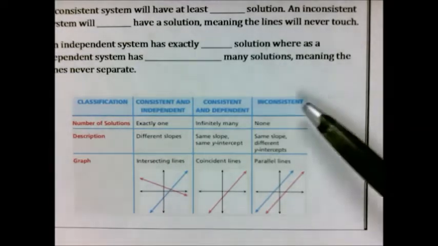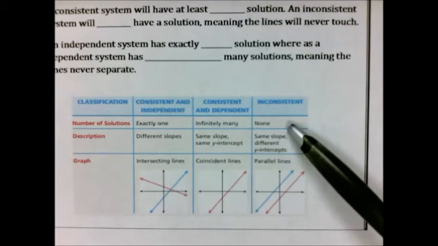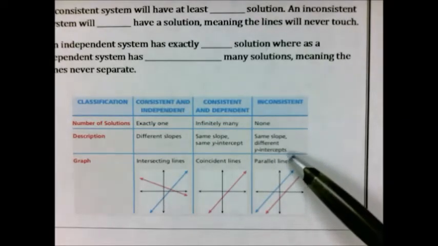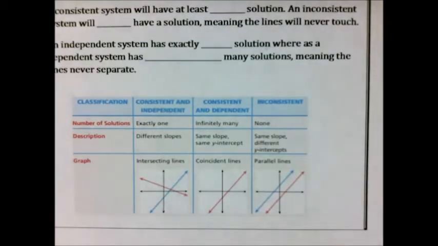Now, an inconsistent system does not have any solutions. It's a no solution, and it has the same slope but different y-intercepts. They're parallel lines is what we will see for an inconsistent system.